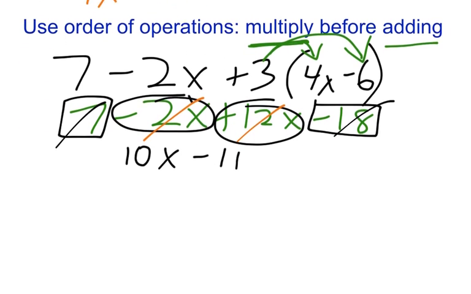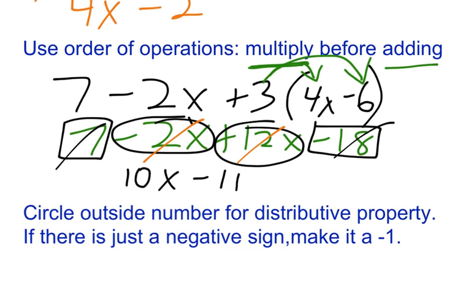Now one more thing to consider is we want to circle the outside number for distributive property, and if there's just a negative sign, we're going to make it a negative 1. In other words, that was a negative 3 that I combined. I'm sorry, that was a positive 3, wasn't it? That's a positive 3 that I distributed, and you want to circle that sign with it. That way you don't use that sign twice. You only want to use it once.